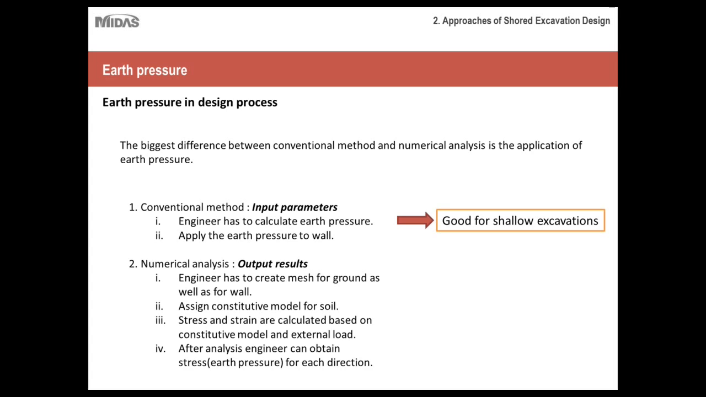But let's see what numerical analysis is all about. In numerical analysis, the earth pressure is actually the output result. So after the numerical analysis, you will obtain earth pressure, whereas in conventional method you input earth pressure. Engineer has to create mesh for ground as well as for the wall, and then assign a constitutive material model for the soil, and the stress and strains are calculated based on the constitutive model and external loads that are applied. And after analysis, engineer can obtain stresses or earth pressure for each direction.